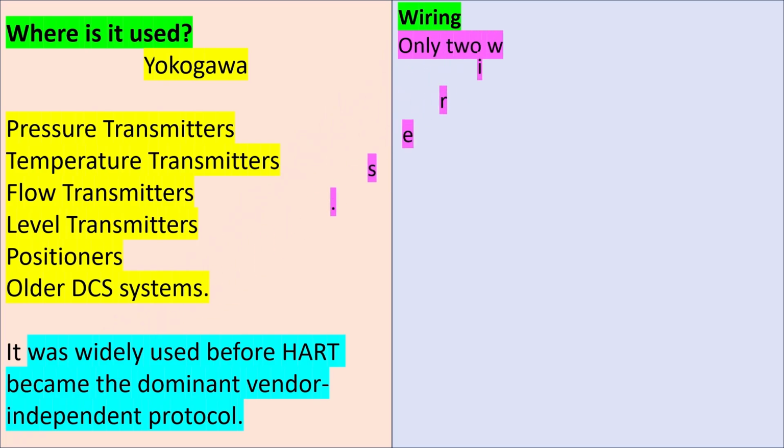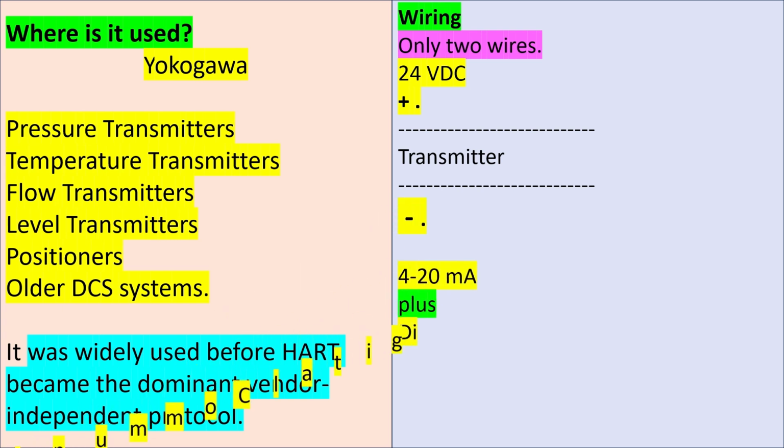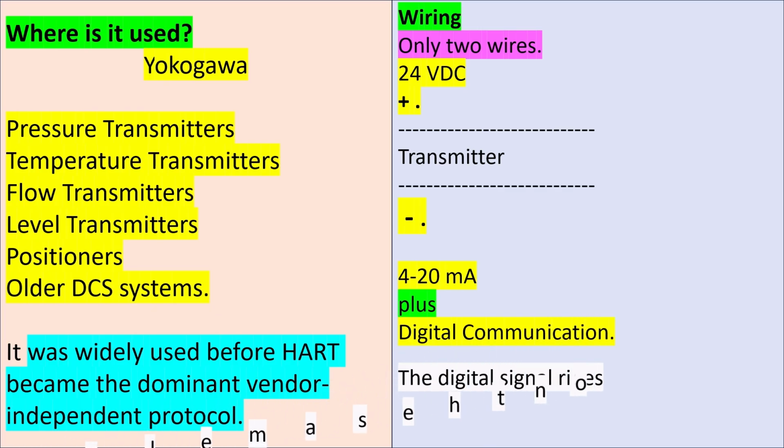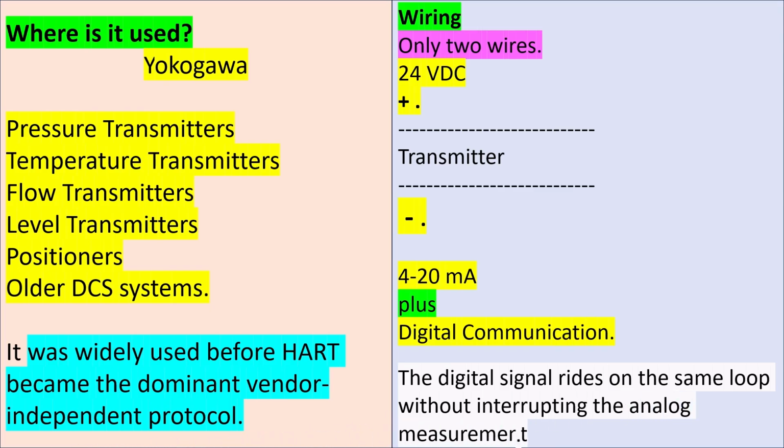Wiring: only two wires, 24 volt DC positive to the transmitter, negative to 4 to 20 milliamp, plus digital communication. The digital signal rides on the same loop without interrupting the analog measurement.